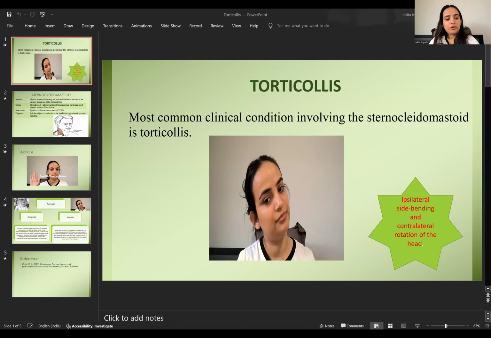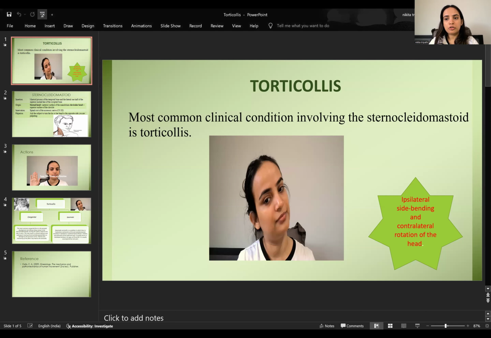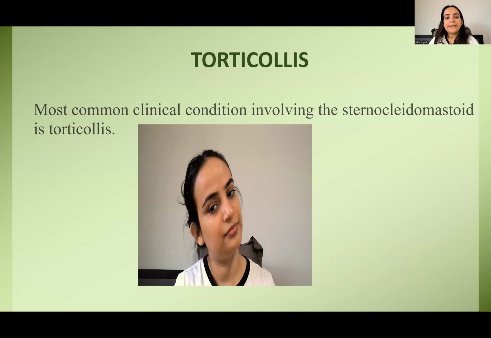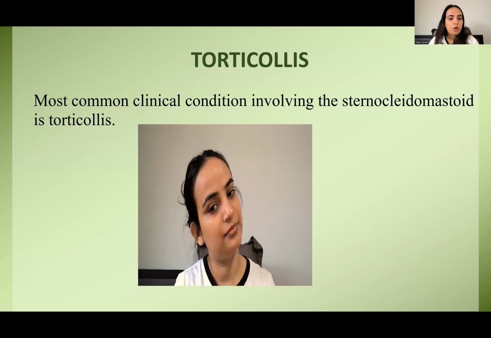And torticollis, what is the main culprit for torticollis? The sternocleidomastoid muscle is the main culprit. So what is the sternocleidomastoid? We also call it the SCM. It is a muscle that originates from the sternum and clavicle and inserts into the mastoid process.